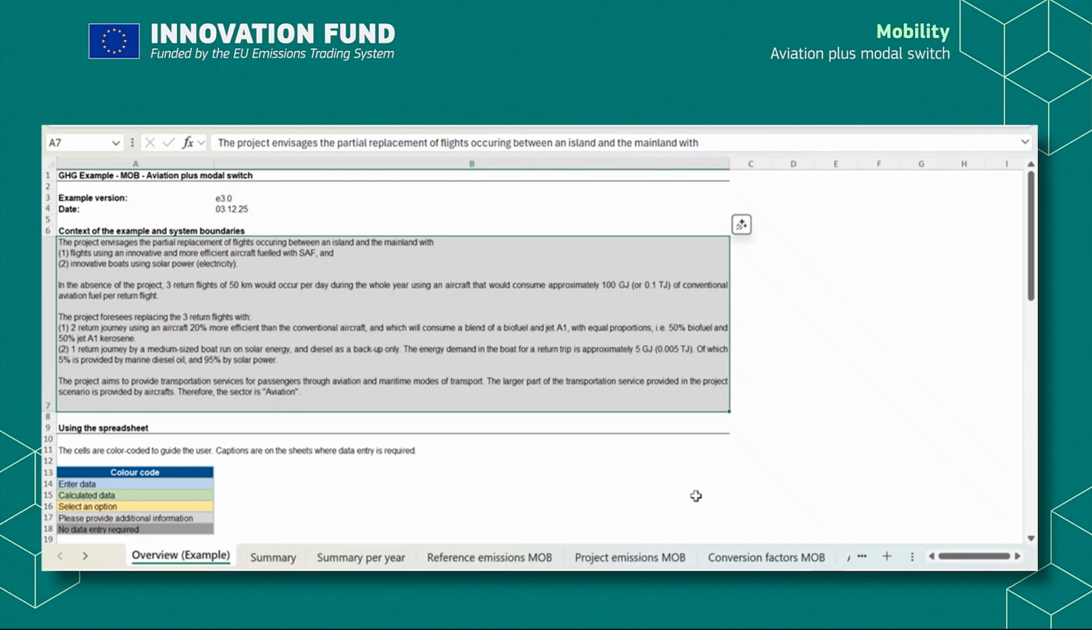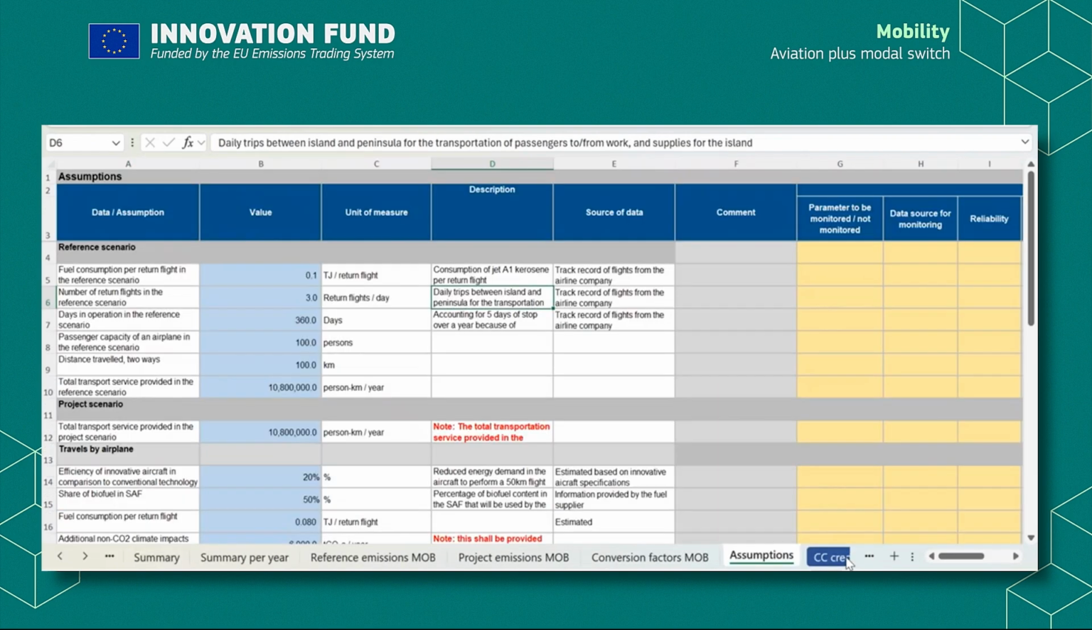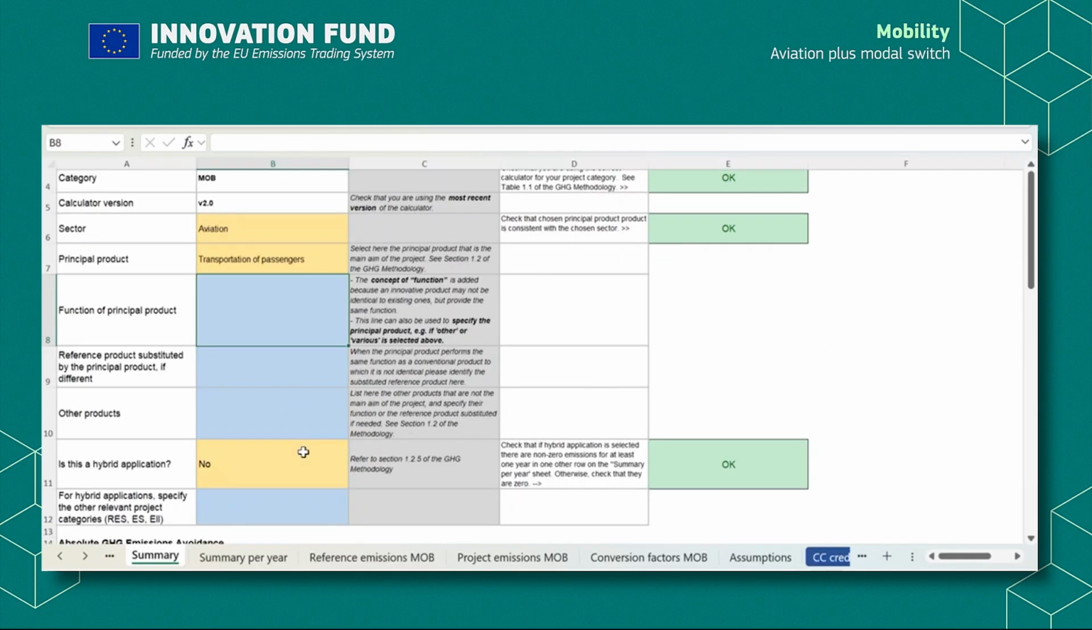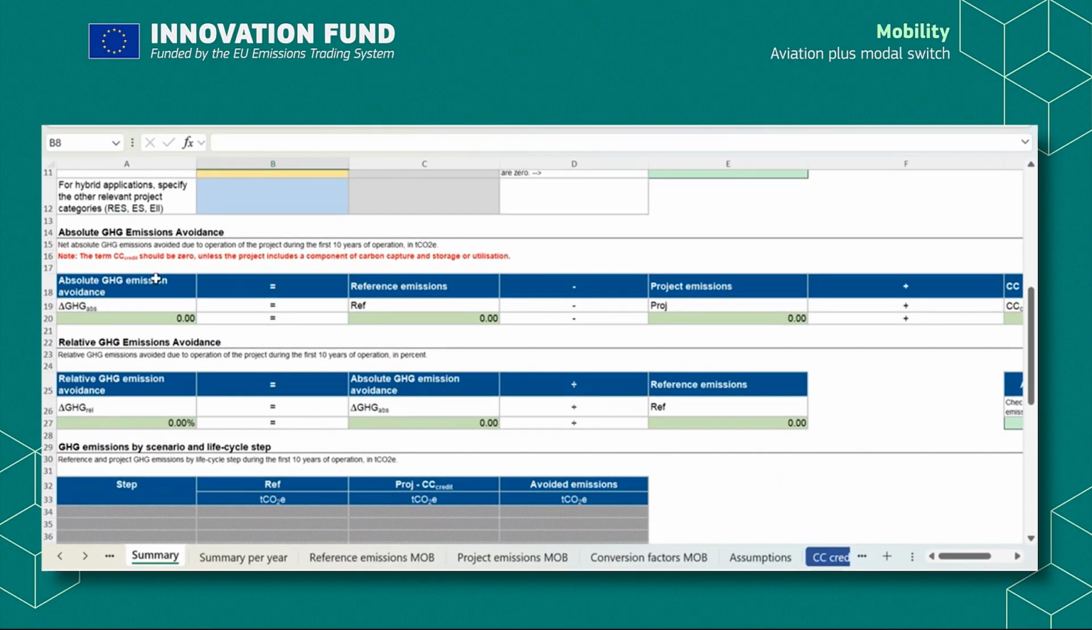This tutorial focuses on 4 main tabs. The 3 tabs that support your calculation, which are the Reference Emissions tab, the Project Emissions tab, and the Assumptions tab. And the Summary tab, which we will start from. The Summary tab, which you now see on the screen, is mostly populated automatically with inputs from the other tabs. This is also where you will find the final values that you will insert in your application. The absolute GHG emissions avoidance and the relative GHG emissions avoidance.